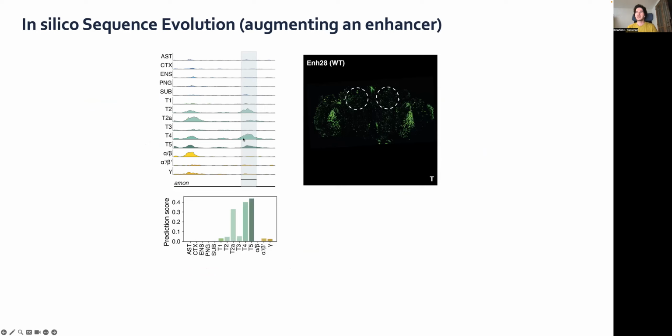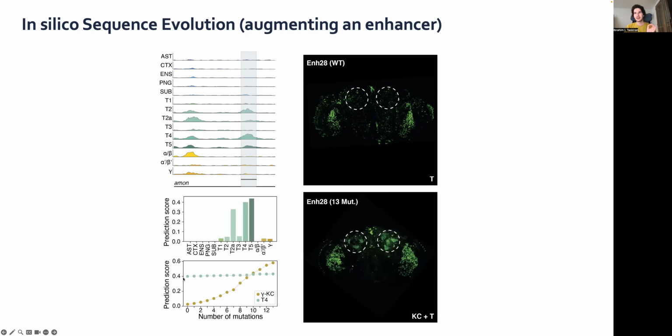It's accessible in T2, T4, and T5 neurons, and the model predicts correctly. Here, this time we choose the mutations that don't affect the T neuron prediction score, but increase the Kenyon cell prediction score. And after 13 mutations, we were able to spatially augment the activity of this enhancer.